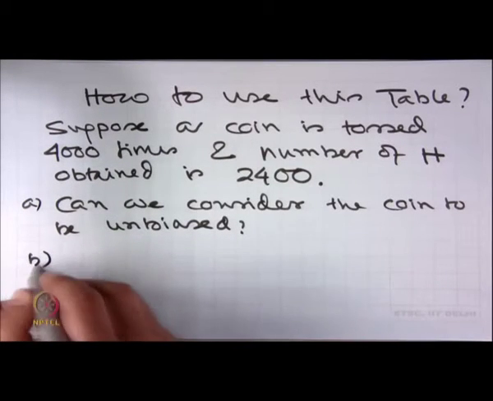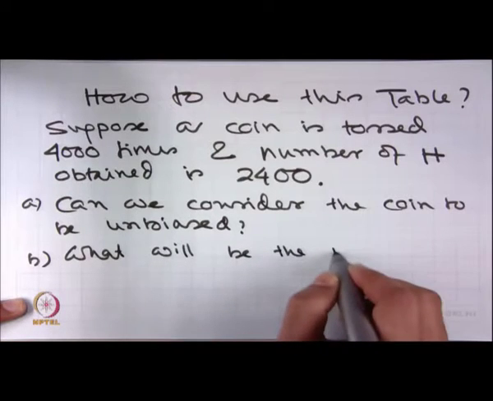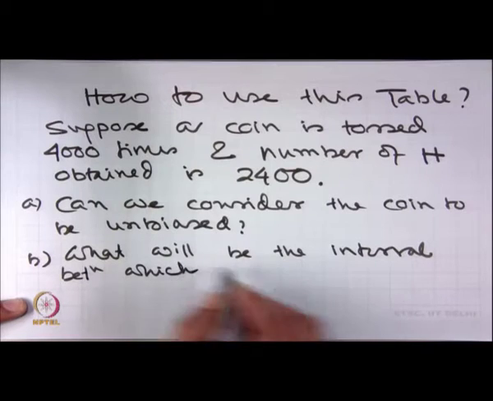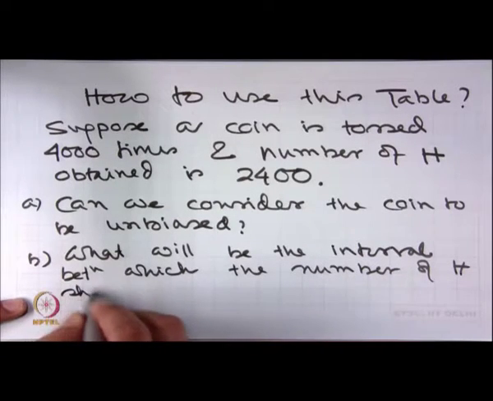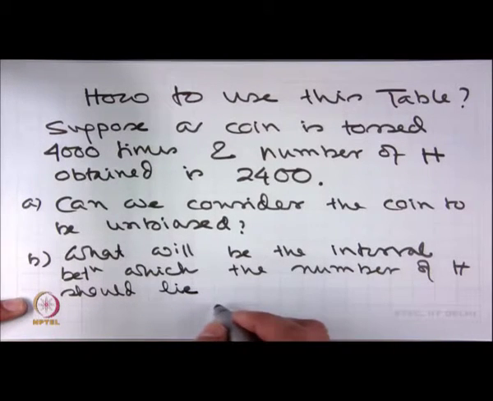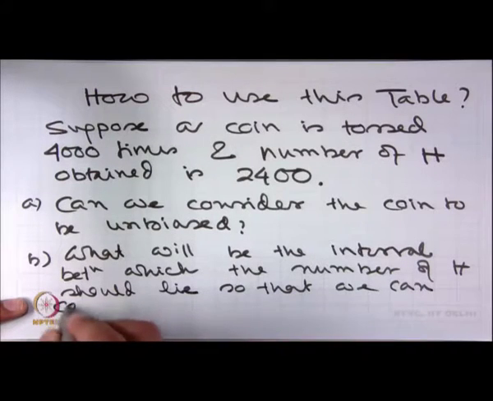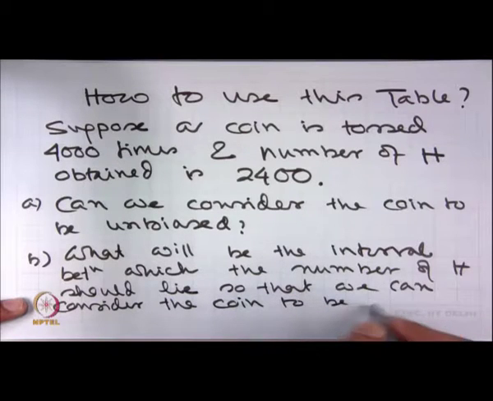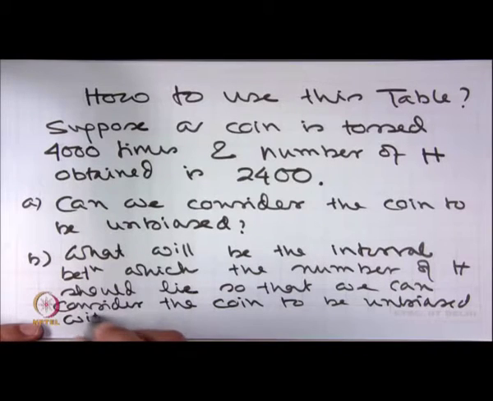And second question, what will be the interval between which the number of heads should lie so that we can consider the coin to be unbiased with 95% confidence.